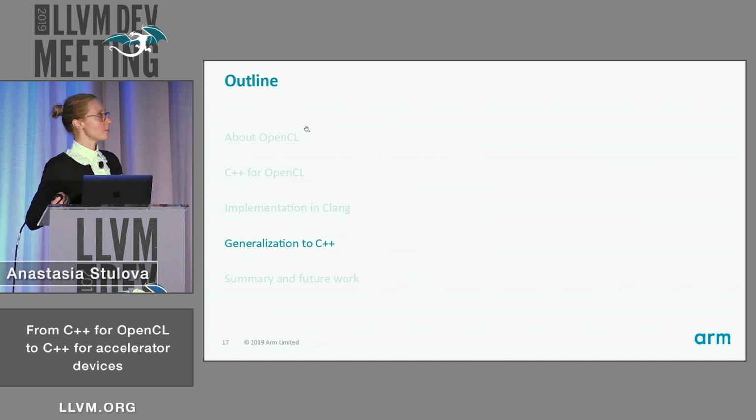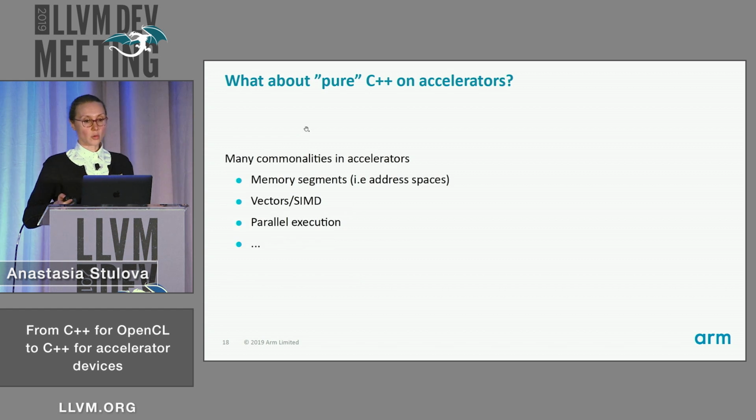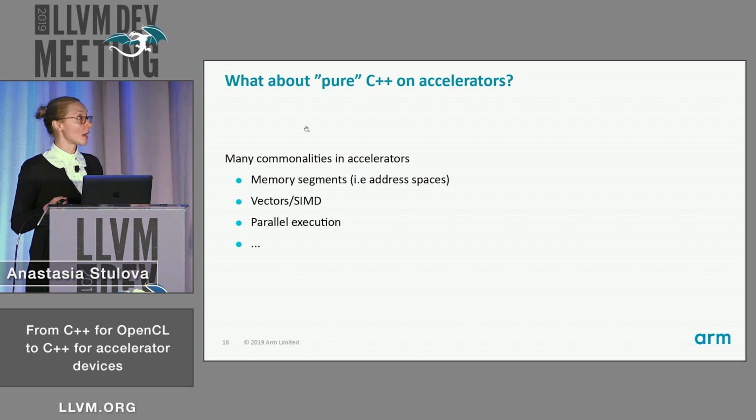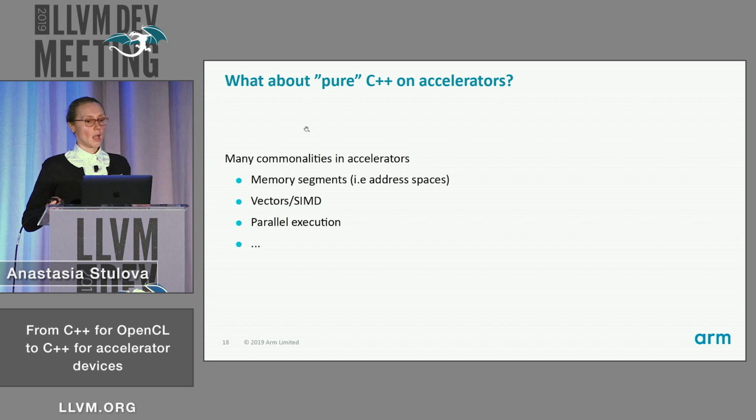Right, so now that I briefly explained various implementation details for C++ for OpenCL, I'm going to talk a little bit about how we try to generalize this to just support C++ on accelerators. If you look at accelerators, they have a number of common features. Memory segments is one of them. A lot of accelerators support vector and SIMD type of operations, and a lot of them are parallel, so they provide certain means of parallel execution.